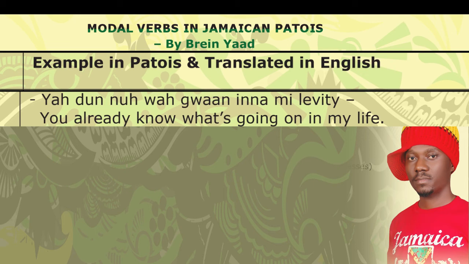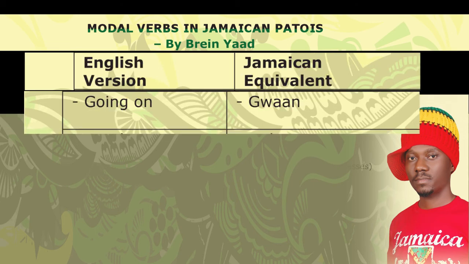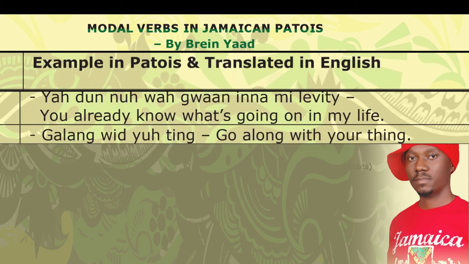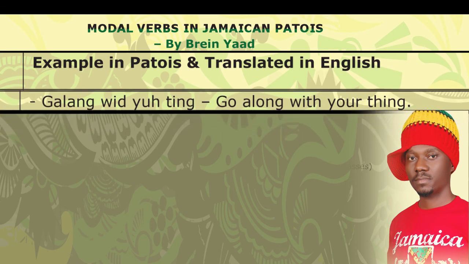Okay, that is gwan for going on. So how do you say go along? In Jamaican we say galang. Galang, to go along. And it is a phrase that gives you hope. Go along with your thing. Don't lose hope. Go along with your music career. Carry on. Go along. Somebody will say, "Go along with your thing." If you're a swimmer, go along with your swimming. Don't listen to people turning you down, giving you negative advice and bringing you down verbally.